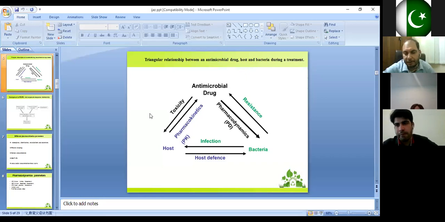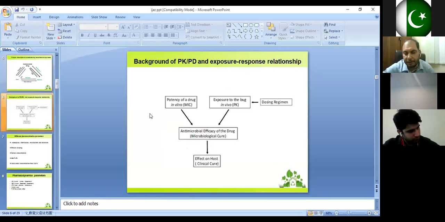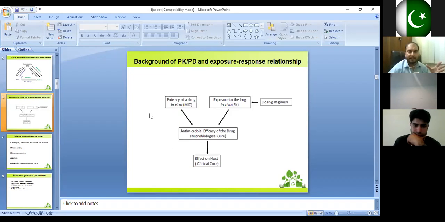Next slide. This is also the background. This is the part of that background. Suppose when we are using the antibacterial drug, we should follow the proper dosage regime. And when we are using the antibacterial drug, the bugs, that is bacteria or virus, will be exposed to that antimicrobial drug. And then for that we should also know about the potency of the drug.